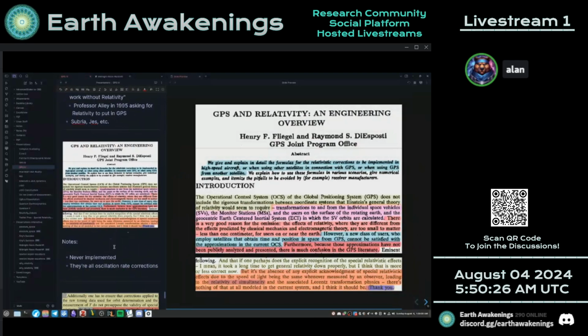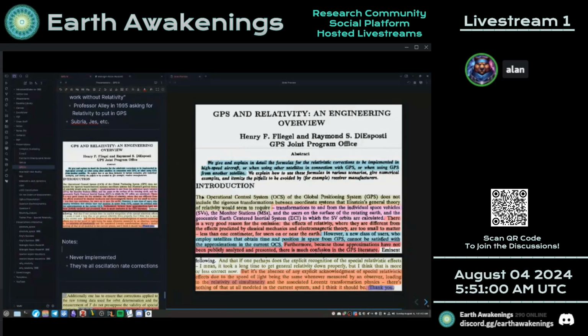So this is GPS and relativity and engineering overview from the boys at the GPS Joint Program Office. These guys are in charge of explaining to the engineers that the government has hired to improve the accuracy of GPS why the corrections that would facilitate the increased accuracy, through relativistic corrections, aren't implemented in the system. So we will give an explanation detailed in the formulas of the relativistic corrections to be implemented in high-speed craft, in satellites, and so on, when using the GPS system, and also going from satellite to satellite.